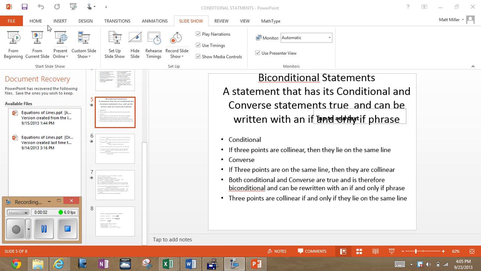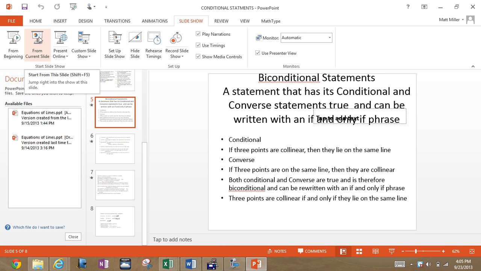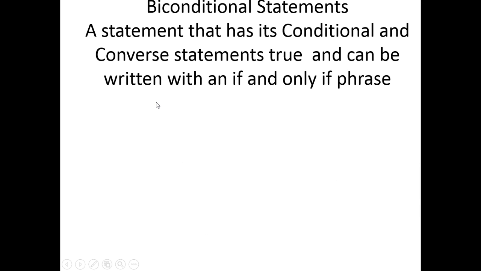Okay, we're going to look at what we call biconditional statements. This coincides with section 2.2 of your textbook. A biconditional statement is a statement whose conditional and converse are both true, and it can be written with an "if and only if" phrase.